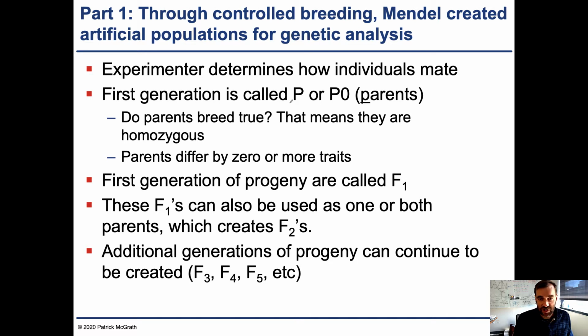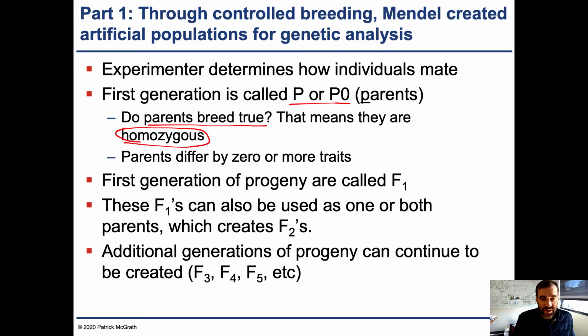So the first generation is called P or P0, and this stands for the initial parents. And often we will tell you, do the parents breed true? And that means that they are homozygous. So this is an important thing that you're going to find in questions all the time. And so if you ever see parents breed true, you can just assume that they're homozygous. And we'll talk a little bit about what homozygous means. Again, this is review, so I'm assuming that you probably have encountered homozygous before.